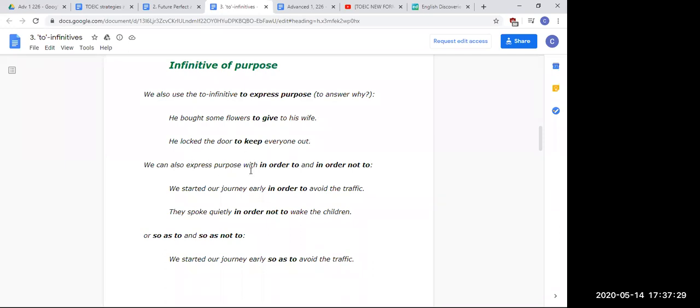We can also express purpose with in order to and in order not to. So we have the affirmative and the negative. We started our journey early in order to avoid the traffic. So in order to gives the reason. So we started our journey early. Why? To avoid the traffic. In order not to, so they spoke quietly. Why? Because they didn't want to wake the children.